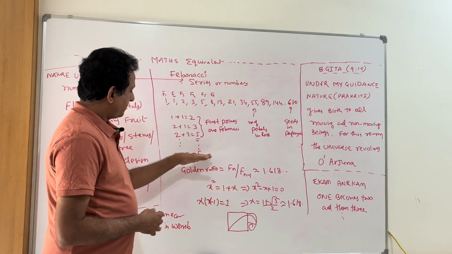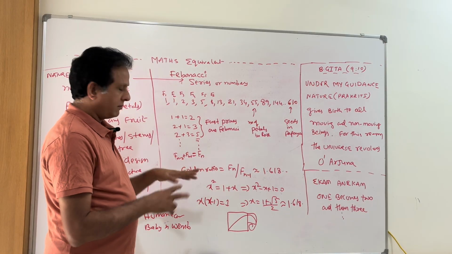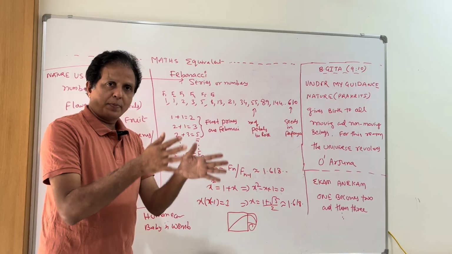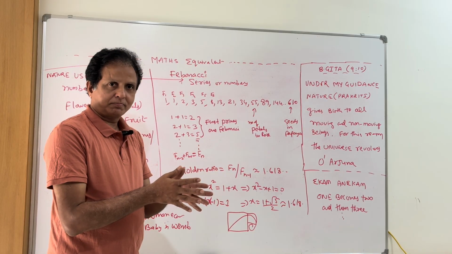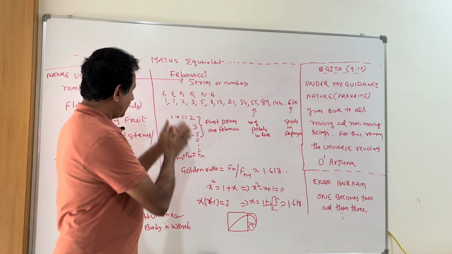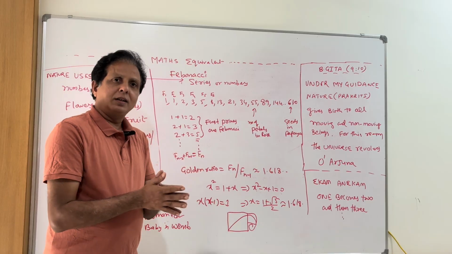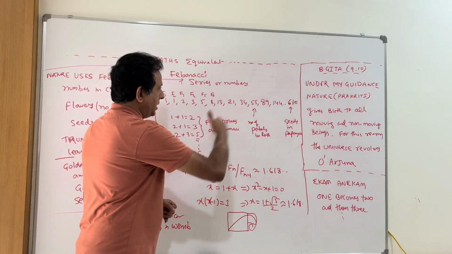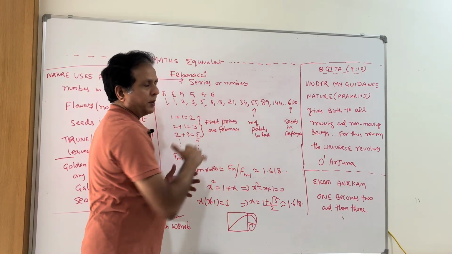So each number is the sum of the two previous Fibonacci numbers, initially 1 plus 1, 2. And then you can actually build all the Fibonacci numbers.